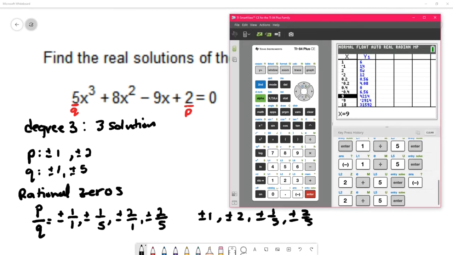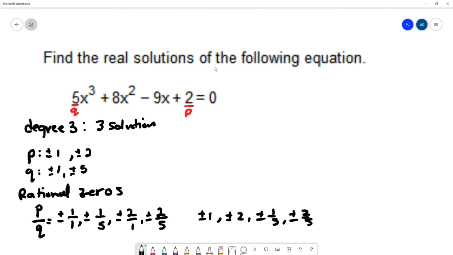So looking over on the right hand side, I'm looking for when this equals 0, and I only have one that equals 0, and that is a positive 2/5. So I've identified one of the solutions or zeros of this equation. So we found that 2/5 is the only one that we have so far.